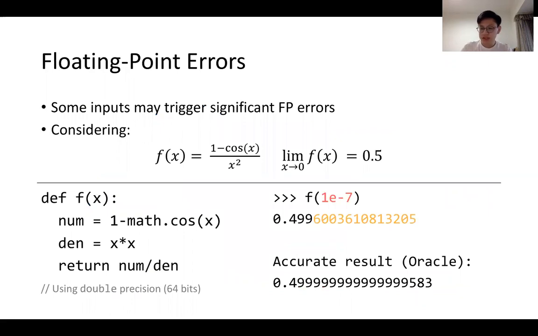And here is an example. We know that there are always floating point errors, and sometimes the error can become significant. Like this example function contains only 4 basic operations. When we try a specific input like 10 to the minus 7, the result becomes significantly inaccurate. It only contains 3 valid digits. So how do we find this kind of erroneous input?